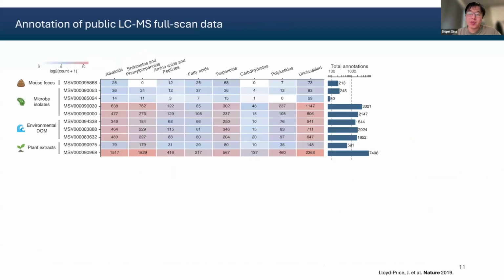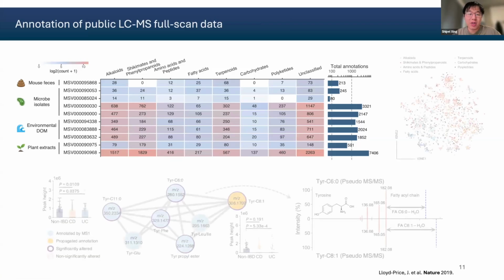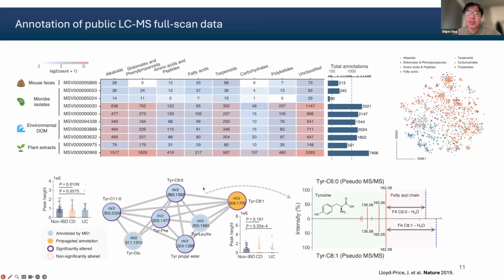And we further tested our strategy on a variety of sample types, including mouse species, microbial isolates, environmental DOM samples, and plant extracts. We obtained annotations in different compound classes as well. Specifically, here is an example of annotation in the public IBD dataset, where we were able to construct a molecular network using pseudo-MS2 spectra only.